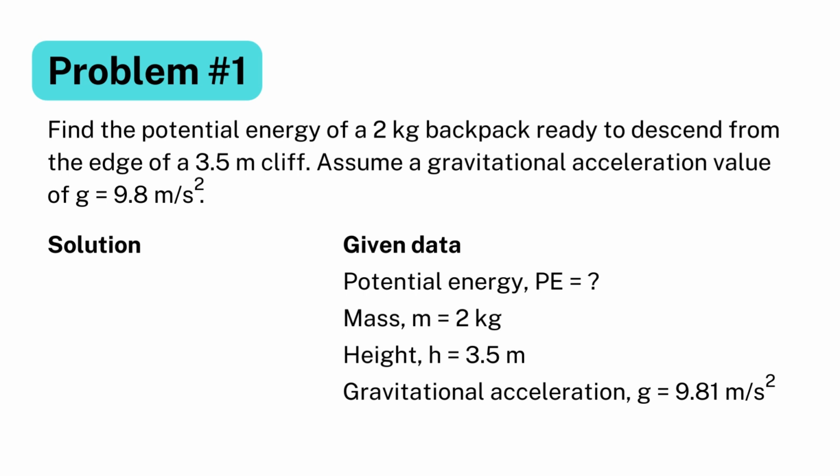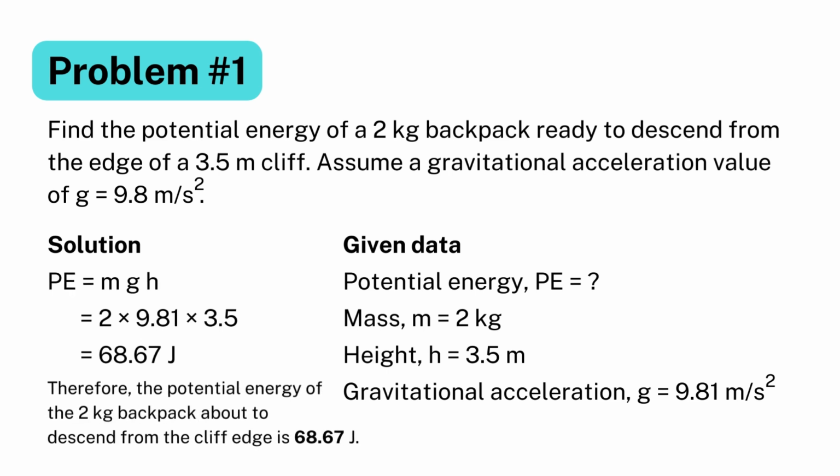Insert these values into the equation PE = mgh. Therefore, the calculation becomes PE = 2 × 9.81 × 3.5, which equals 68.67 joule. Therefore, the potential energy of the 2 kilograms backpack about to descend from the cliff edge is 68.67 joule.